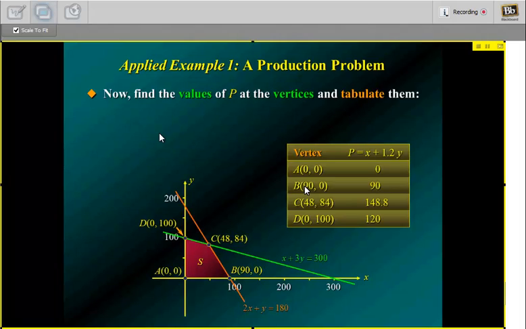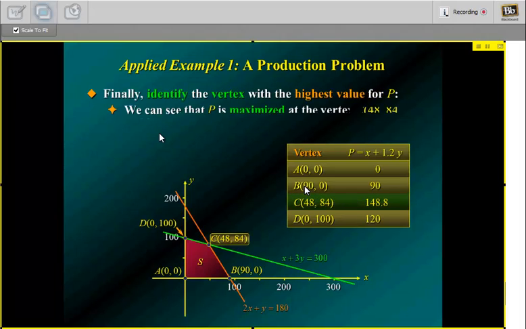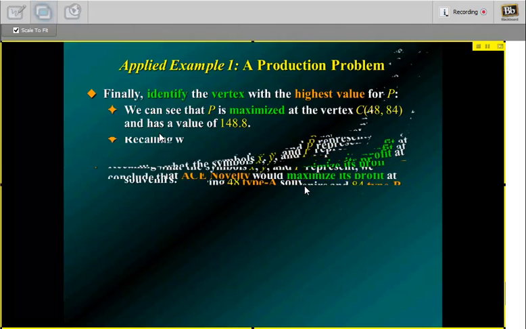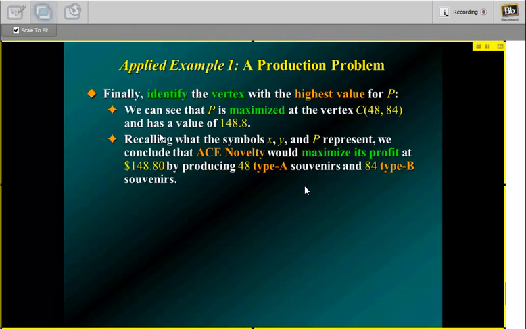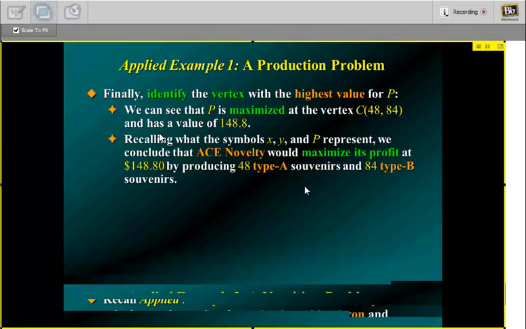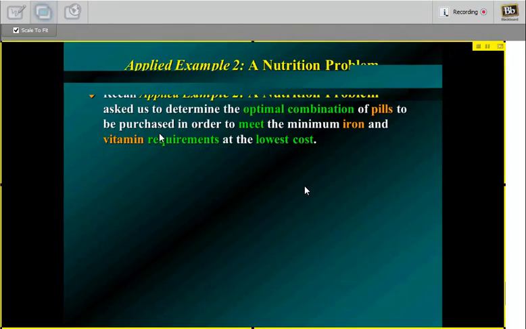This is called the maximization problem. The green area is called the feasible region, and the optimal point of the feasible region is C, that is (48, 84). In this way we can solve the problem.